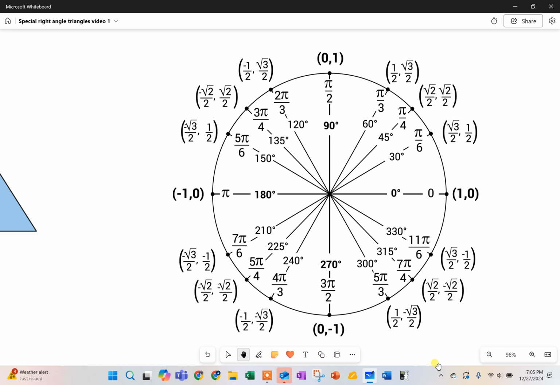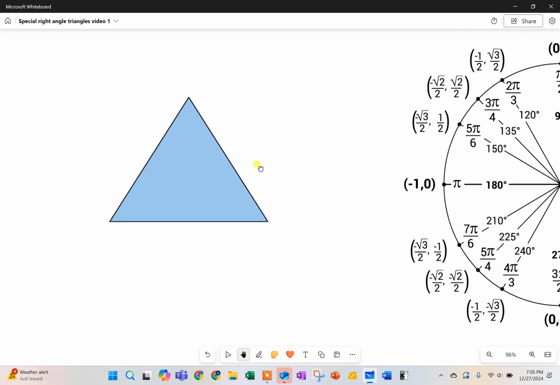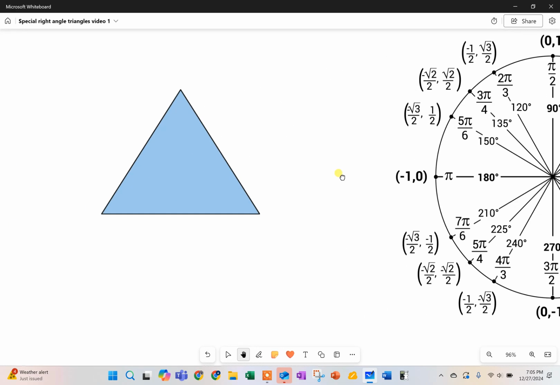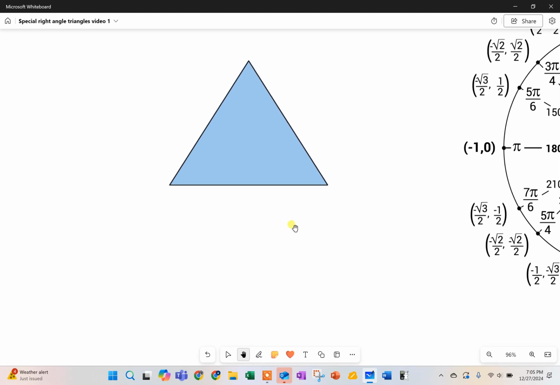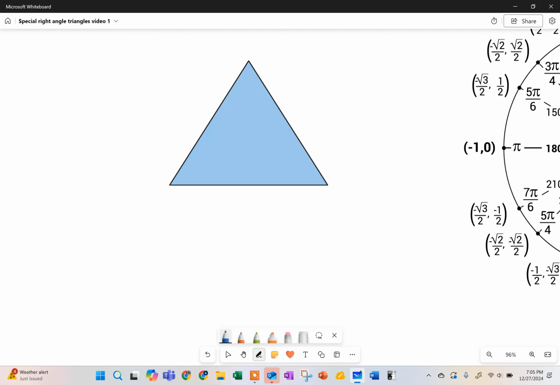I'm going to be doing a series of videos on the unit circle and how to evaluate trig functions using the unit circle and all sorts of good things. But I'm going to start. Oh, by the way, this is the unit circle. So I'm going to start with some special right angle triangles. And we're going to work in degrees initially, but then we're going to move on to radian measure. And I'm going to explain everything as I go along. I'm going to try to make these quick, but we'll see what happens.